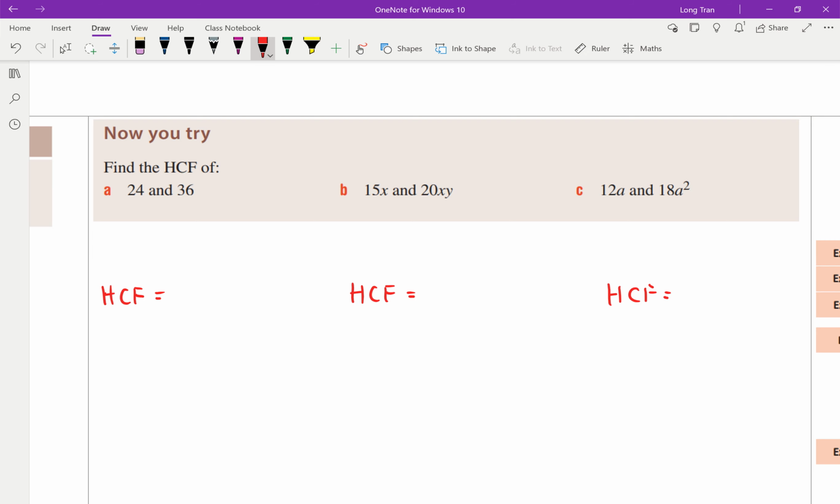3 minutes left. Find the highest common factor of each of those 3 terms. What's the highest common factor for A, 24 and 36? That's a common factor. Thinking about all the numbers that multiply to get you 24, all the numbers that multiply to get you 36. What do they have in common? What's the largest number? Do the same for 15x and 20xy. Challenge yourself, you're going to try 12a and 18a squared.